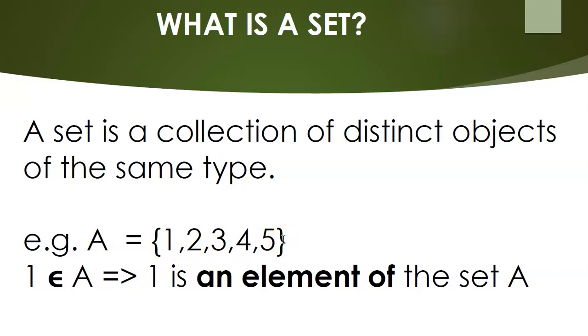The way you denote that a particular element belongs to the set is with the Greek letter epsilon. For example, the number 6 is not an element of A. It's denoted by a strike over the epsilon notation when an element is not part of the set.